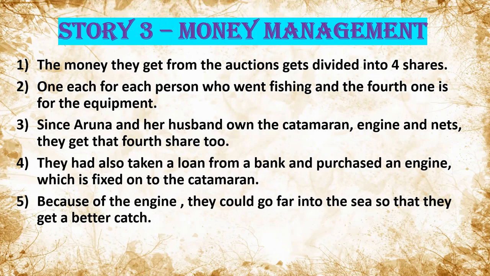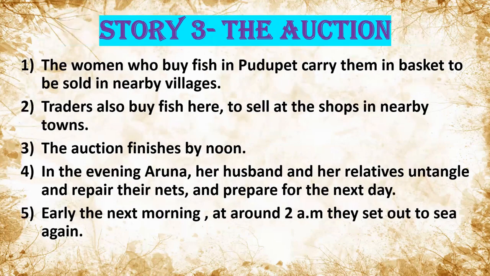Aruna and Parivelin took a loan from the bank for these equipments, which helped them go far into the sea and catch better fish. So the women who buy fish in Pudupet carry them in baskets to be sold in nearby villages. Even the traders also buy fish from here, and the auction of the fish ends by noon. In the evening, all of them untangle and repair their nets, and they go out to the sea again in the early morning at 2 a.m.